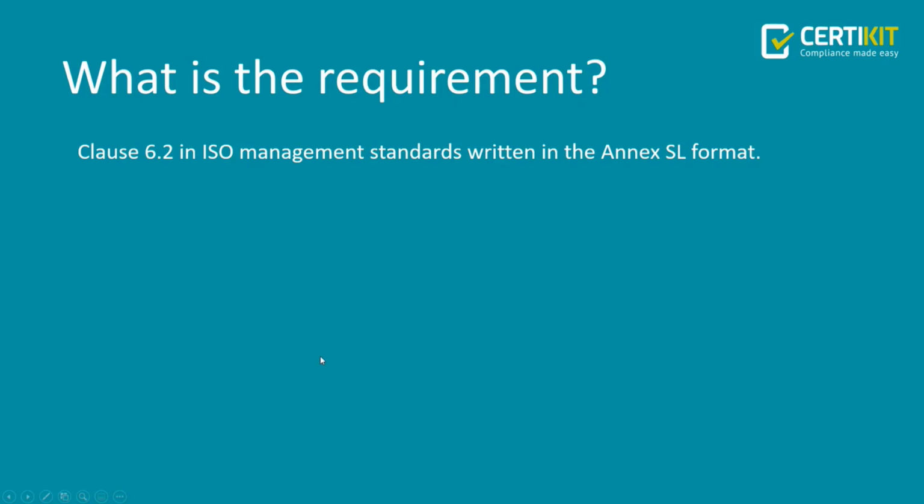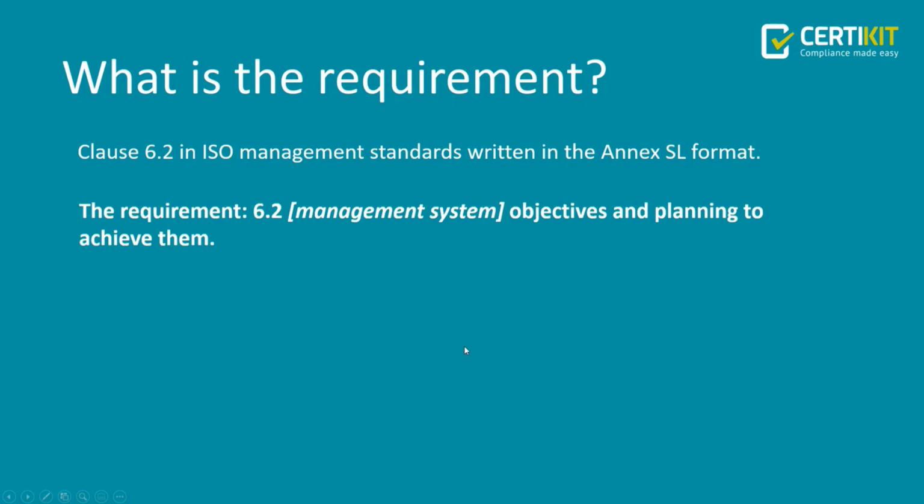Okay, so it's clause 6.2 in all of those standards that I mentioned, and the requirement basically says that management system, so that would be quality management system, quality objectives, or it could be information security objectives, it could be occupational health and safety objectives. Really, you sort of insert whichever standard that you're talking about here. Whatever the standard is, objectives and planning to achieve them is the heading of that.